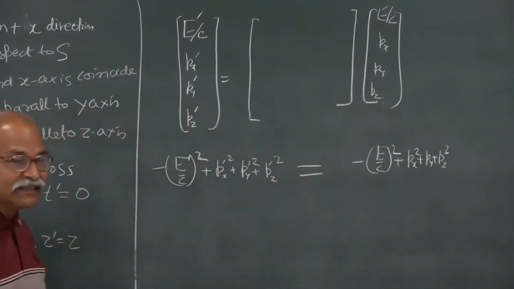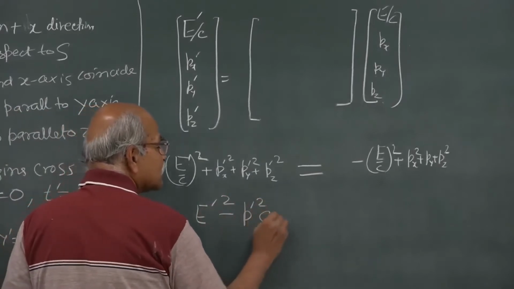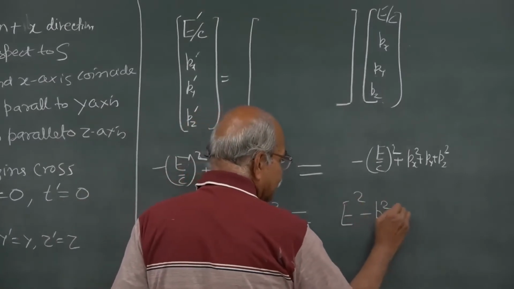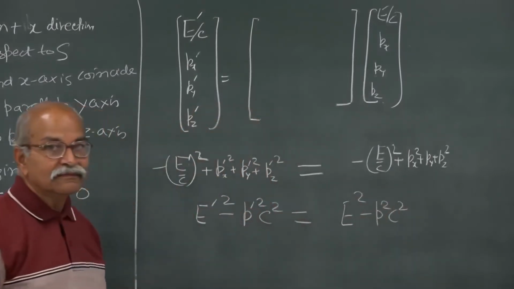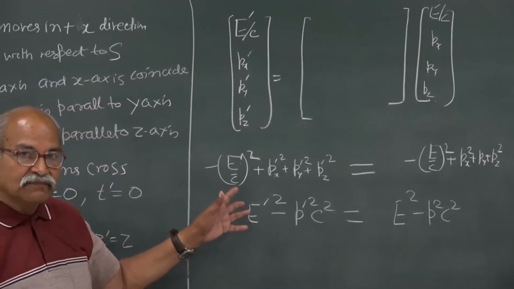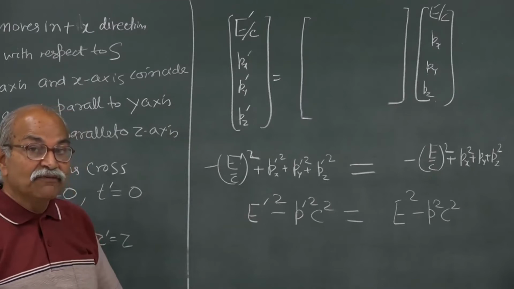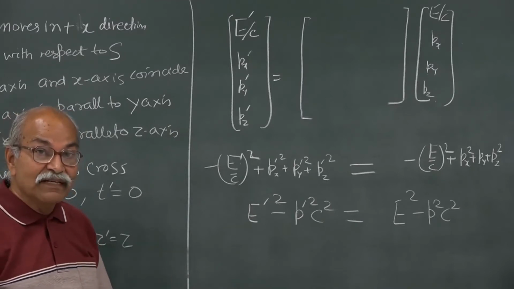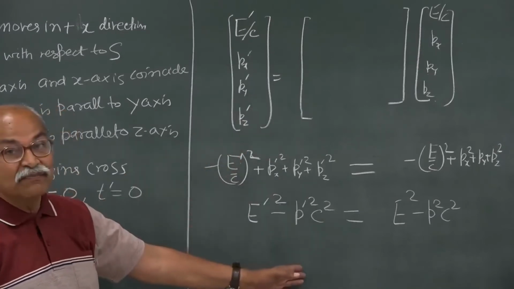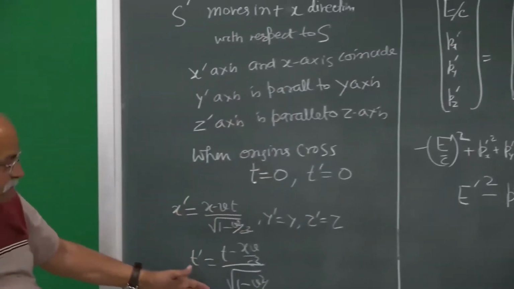This I can still say. So E prime square minus P prime square C square will still be E square minus P square C square, and that is valid for all 4 vectors, all kinds of 4 vectors, position 4 vector or displacement 4 vector, or velocity 4 vector, any 4 vector you take, this will always be there. So not necessarily it is coming from this kind of equations.